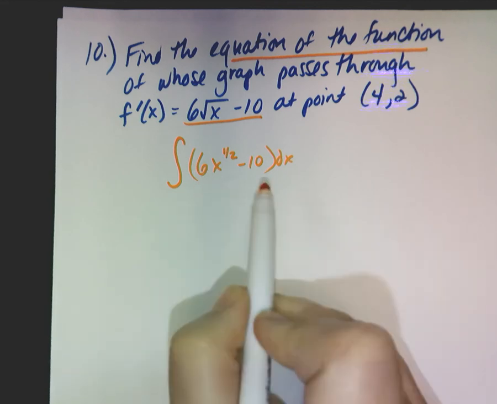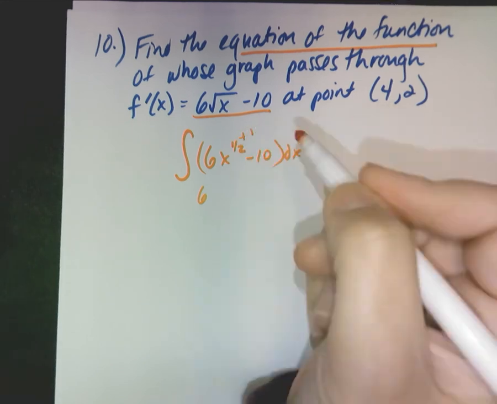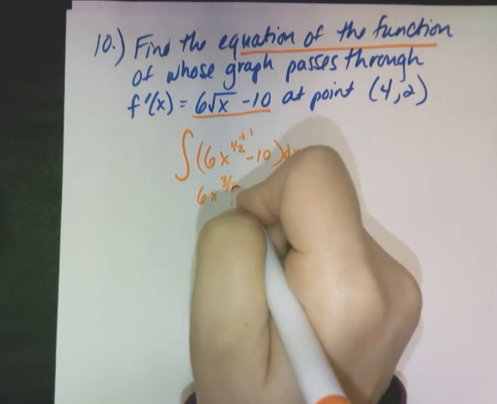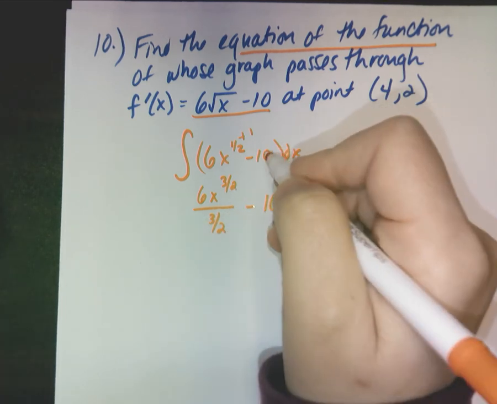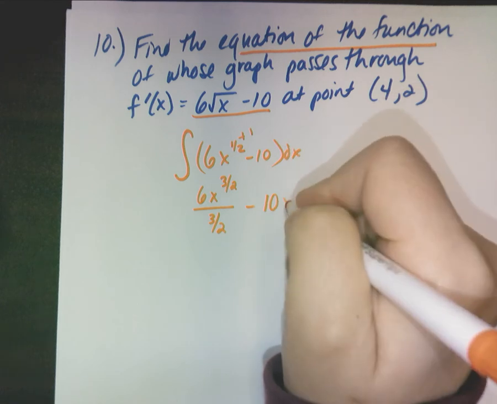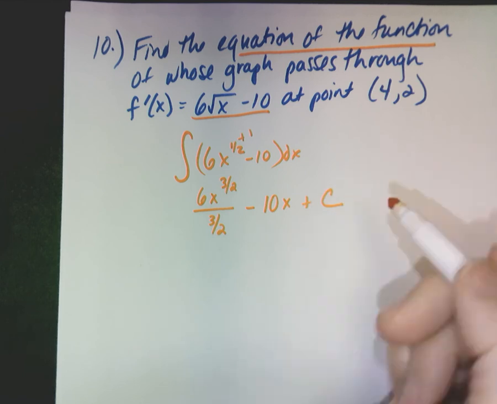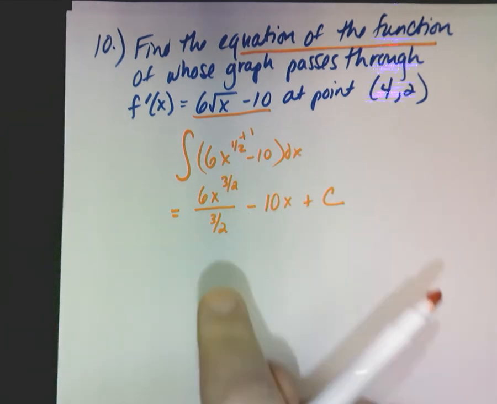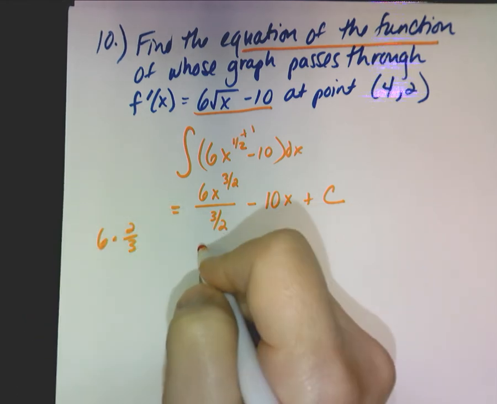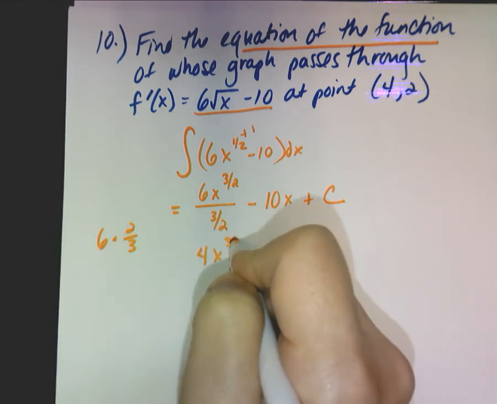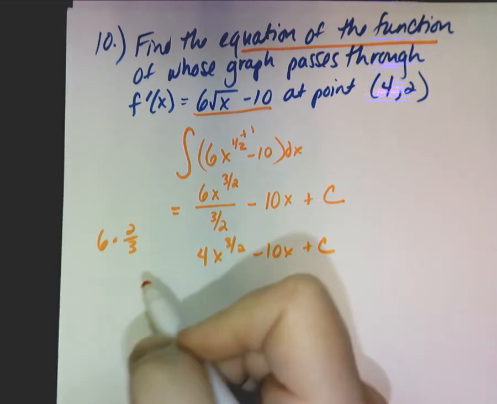And I'm going to take each one of these separately. So let's see what that would be. That would be 6, add 1, x to the 3/2 and divide by that 3/2. Minus 10. It has no x, so it's x to the 0. You would add 1, you would just have x. And divide by 1. Plus c. Let's clean this up even more. Same change flip. 6 times 2/3 is 4 x to the 3/2 minus 10x plus c. Now, that's what the original function is.